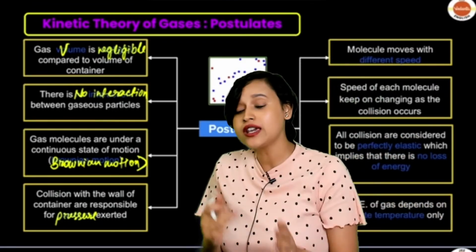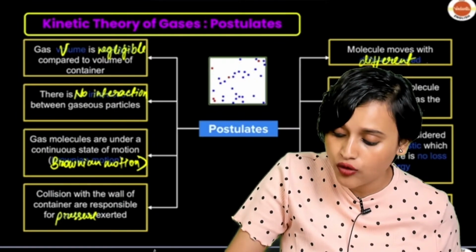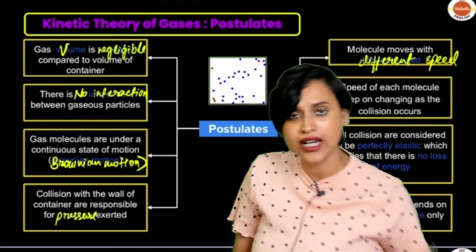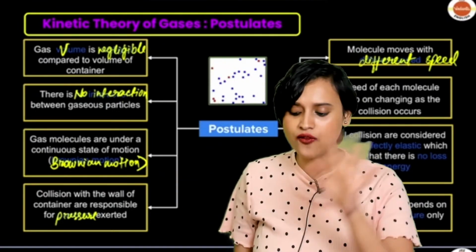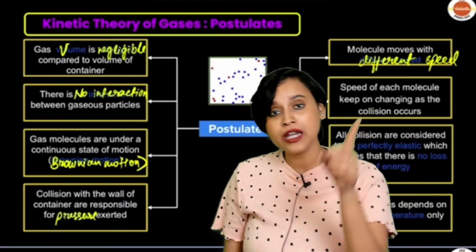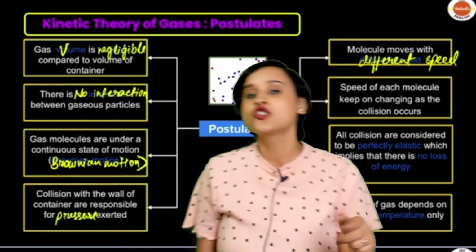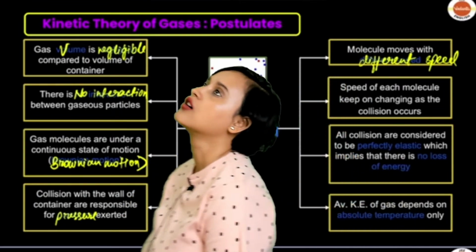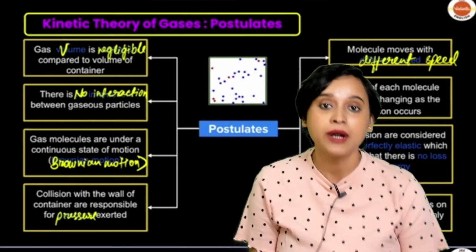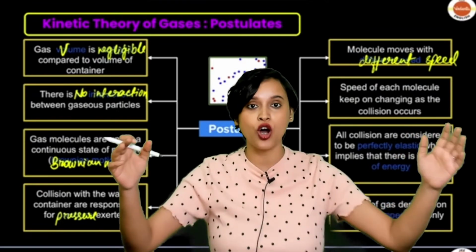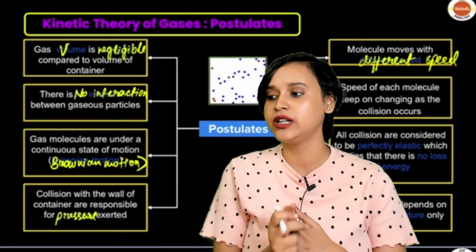So all the molecules that are present in that container, they are not all moving with the same speed. Some of them have very high speed, some of them have very low speed, some of them have moderate speed, right? So they have all different speeds. The speed of each molecule also keeps on changing as collision occurs. Sometimes, if they're just moving without anything, the speed will be less. But let's say that they have just hit the wall, and at that point of time when they come out, the speed will be a little more, right?